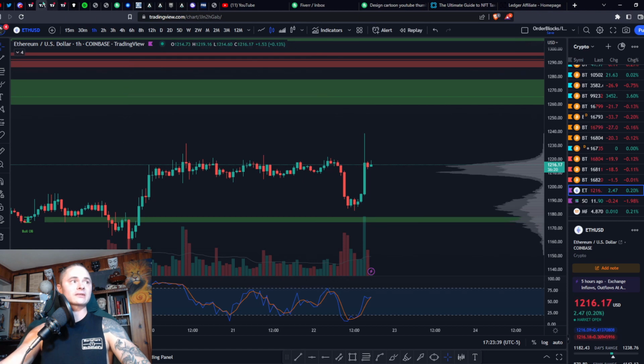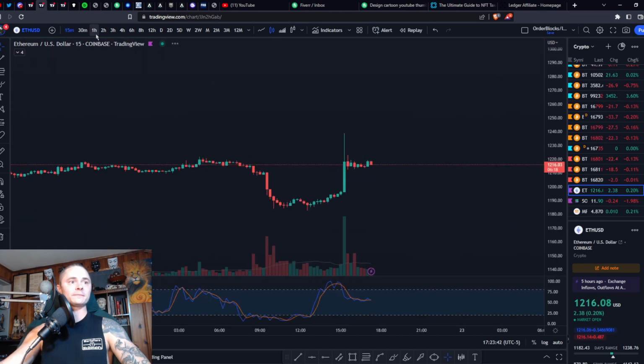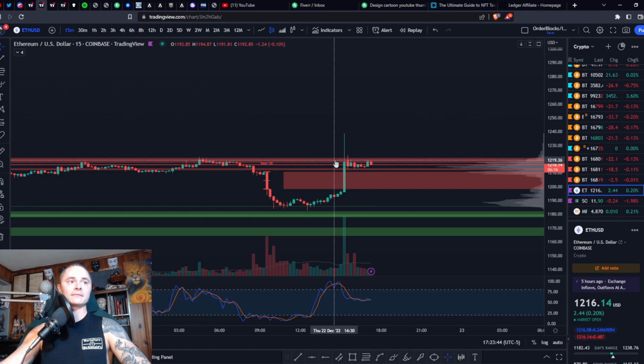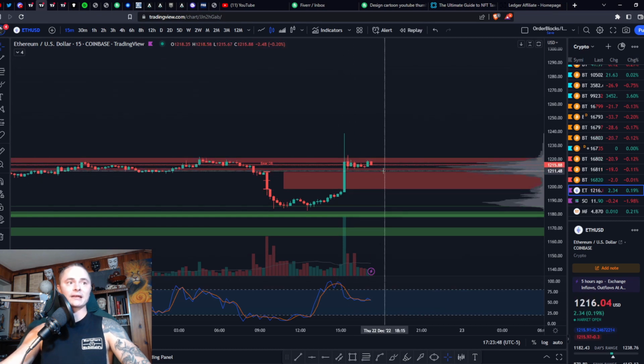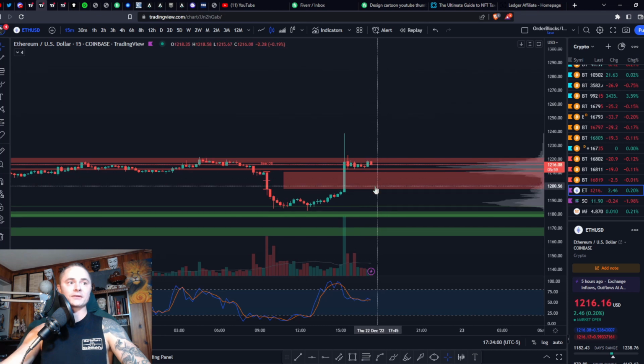All right, so let's go to the 15-minute. 15-minute bearish order block right above us. But we do have some support, except for right here. If we fall below this range, okay, 1213, we're probably going to come back down to 1200, and fill this order block.